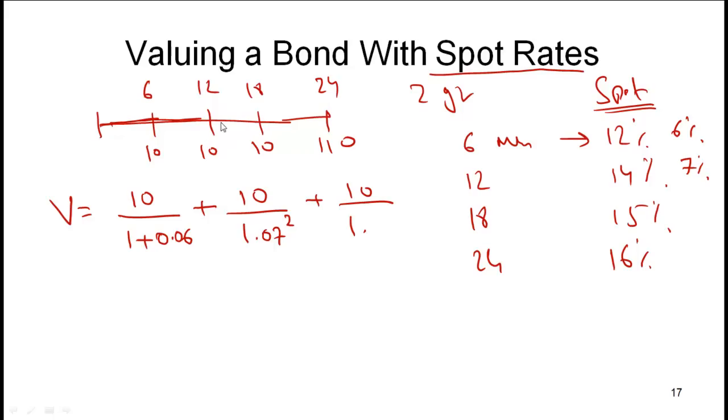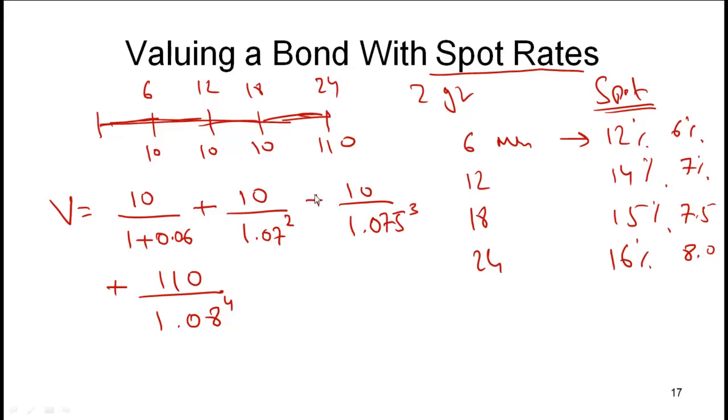point, and now we need to look at the 18-month spot rate, which is 15%. That means the 6-month period is 7.5%. So 1.075 cubed, because we have 3 payments. And then finally 110 divided by 1 point, and this is 16%. So for 6 months, we have 8%, so 1.08 to the power of 4, because we now have 4 6-month periods.